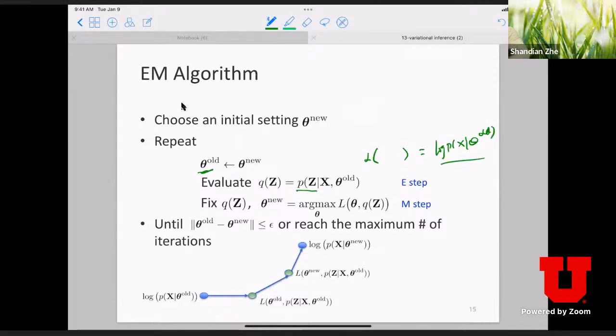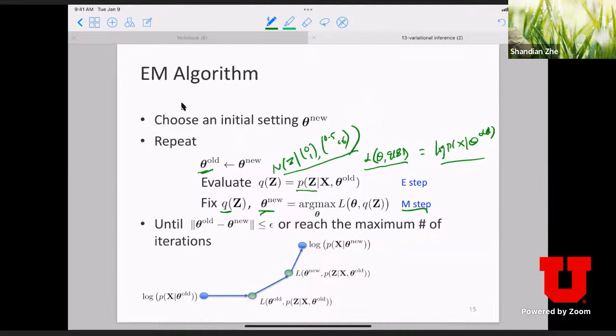And next, we fix Q of z. For example, after evaluating Q of z, you find it is a Gaussian distribution with mean 0, 1 and variance 0.5, 0.6. I'm just giving a random example. You just fix it, and then in your model evidence lower bound, theta is the free parameter. You maximize L with respect to theta and get a new version of theta. This is called the M step.